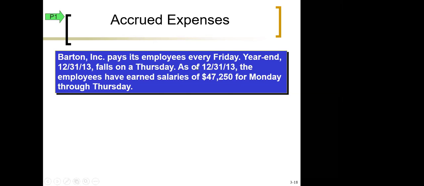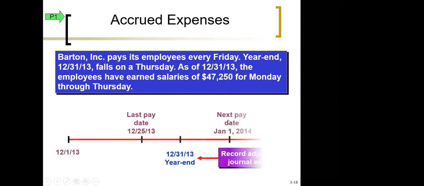You owe them $47,250, but you're paying them tomorrow. So you need to recognize that you owe $47,250, and then you pay next time on January 1st, which is a Friday. So you need the adjusting entry right here on a Thursday. You're not telling your employees, wait, you're getting two paychecks, one on Thursday, one on Friday. No, we don't do double. We're just doing the payroll on Friday, but we know we owe the money on Thursday because we want to close the year.